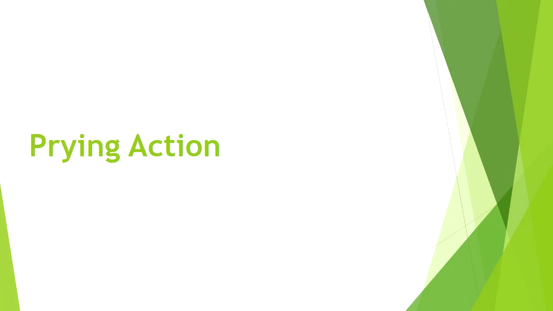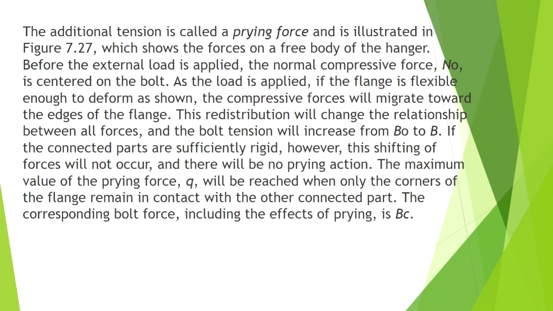Next is the prying action. The additional tension is called a prying force and is illustrated in figure 7.27, which shows the forces on a free body of the hanger. Before the external load is applied, the normal compressive force N_O is centered on the bolt. As the load is applied, if the flange is flexible enough to deform as shown, the compressive forces will migrate toward the edges of the flange.